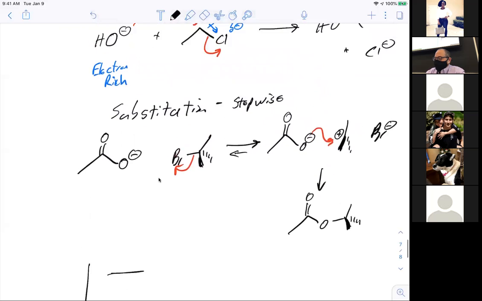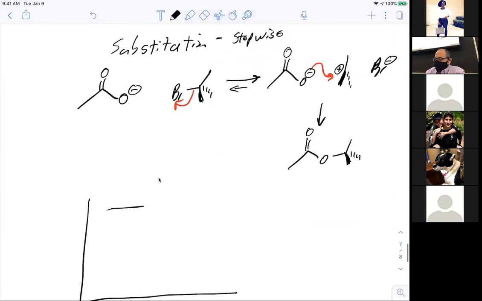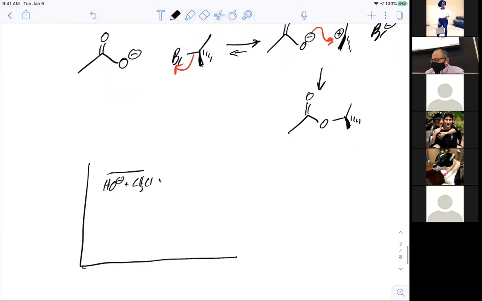If we take our first example up here, what's happening is the O minus is reacting with the CH3Cl, and that is going to a more stable form of the methanol and the chlorine.